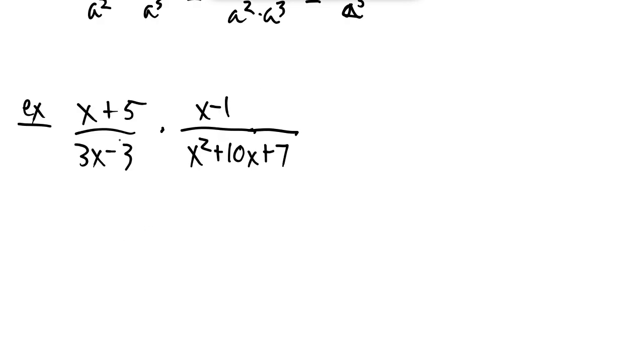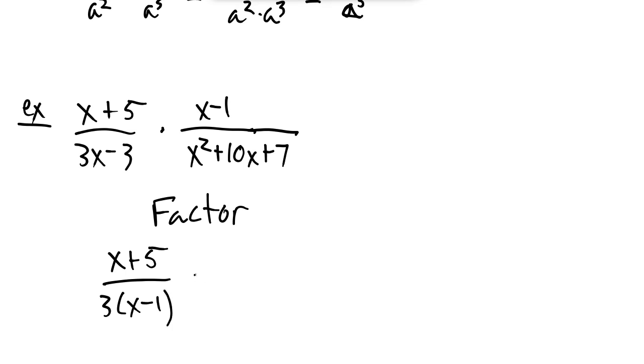What you're going to want to do when you're looking at this is factor. So the first thing you're going to want to do is factor all these terms. X plus 5 stays the same. We can factor a 3 out of the bottom of that, and we're left with x minus 1. Times x minus 1 stays the same, but we have to factor x squared plus 10x plus 7. We'll do this one with an ACB chart, but remember I'll be skipping those for most of these. Looking for factors of 7 AC that add up to 10.